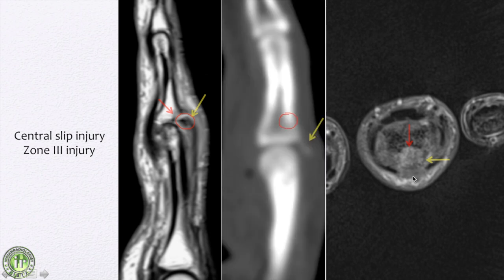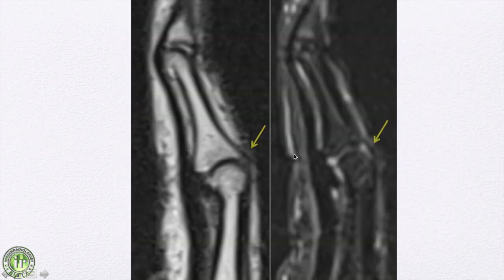Now, osseous avulsions can be better appreciated on, as I told you, lateral views of the radiograph and sagittal views of the CT. So this is a sagittal view of the CT of the same patient where you can see the osseous piece very nicely. Now, in this patient, you can see that the tendon is very attenuated. It is not a healthy tendon that is attaching to the base of the middle phalanx.